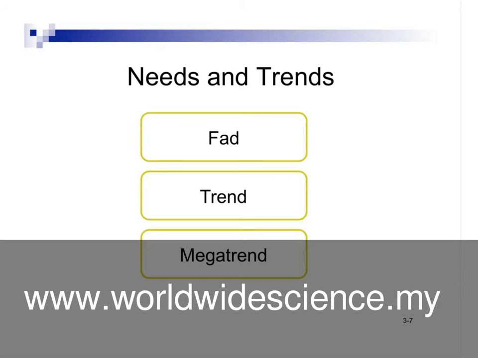Then there is a trend. Trend is more of what happens mostly. It's a directional sequence of events that has momentum. It has durability. It lasts for some time and provides many opportunities. It's more predictable and durable than a fad.